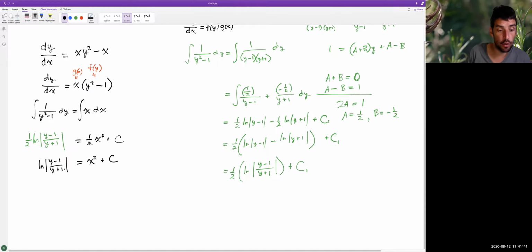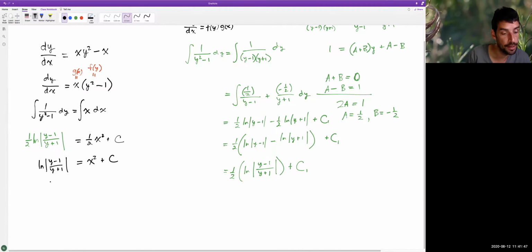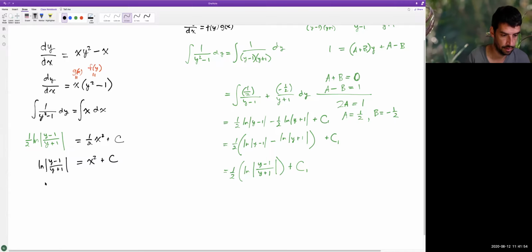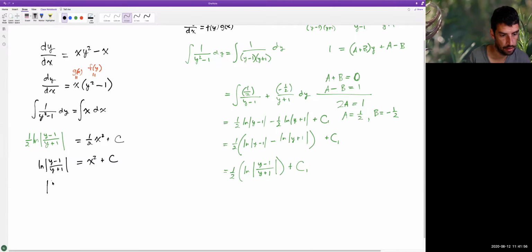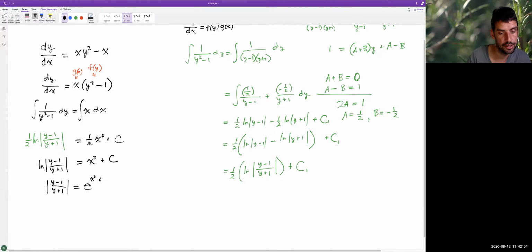All right, so now we're going to use the definition of the natural log. The statement that I have here means that y minus 1 over y plus 1 is e to the x squared plus c.